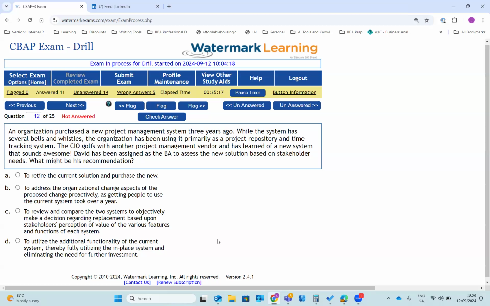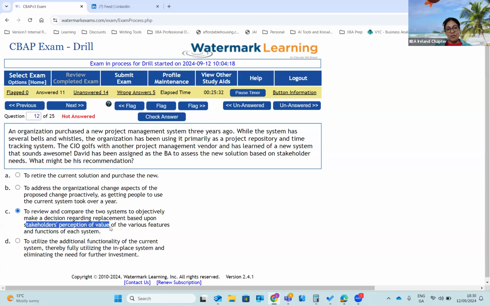I think C, we need to compare two systems to make a decision, implement or not. Honestly, I've got C in the chat as well because of this. But we still need to define value, no?